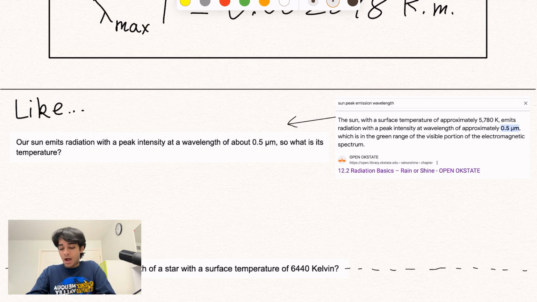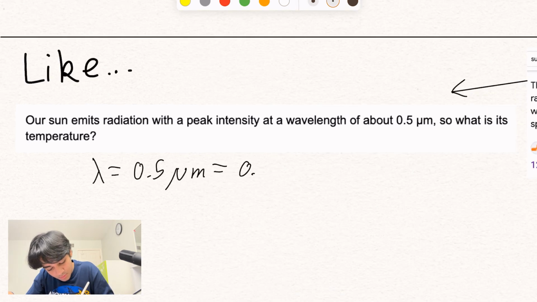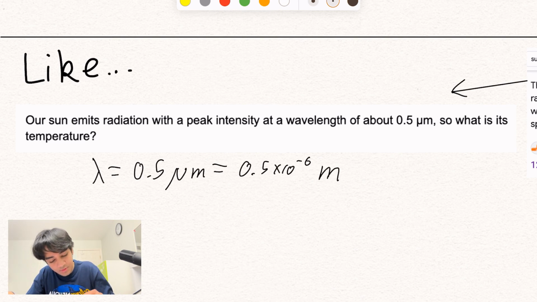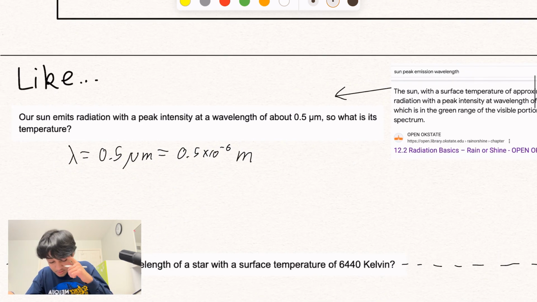We could get something like, our sun emits radiation with a peak intensity at a wavelength of about 0.5 micrometers. This is 10 to the power -6. So what is the temperature? So let's write down what we're given. We have that the maximum wavelength is 0.5 micrometers, which equals 0.5 times 10 to the power -6 meters. We want to convert this to meters because our formula is in Kelvin meters as well. So now that we have our wavelength, we can plug this into our formula.